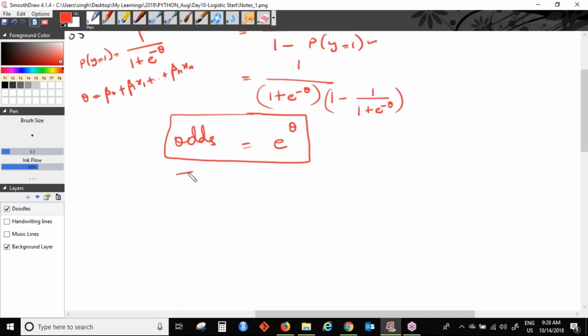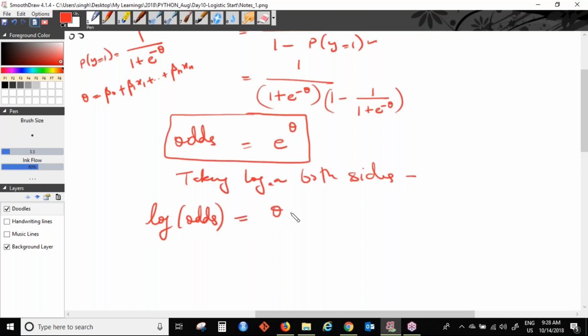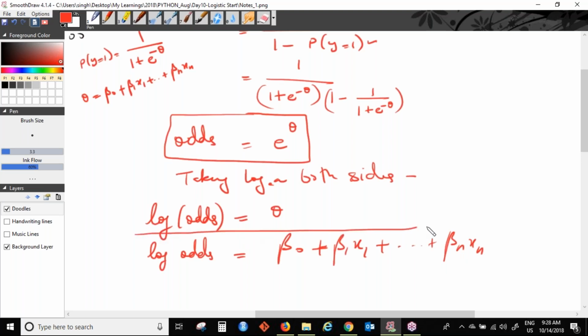Now taking log on both sides, I will get log of odds. Log to the base e I will take. Log of odds is equal to theta. This is what I will get, right? Since log e is 1, I can write log of odds is equal to beta naught plus beta 1 x 1 plus beta n xn. So this is also the equation of logistic regression in terms of odds.